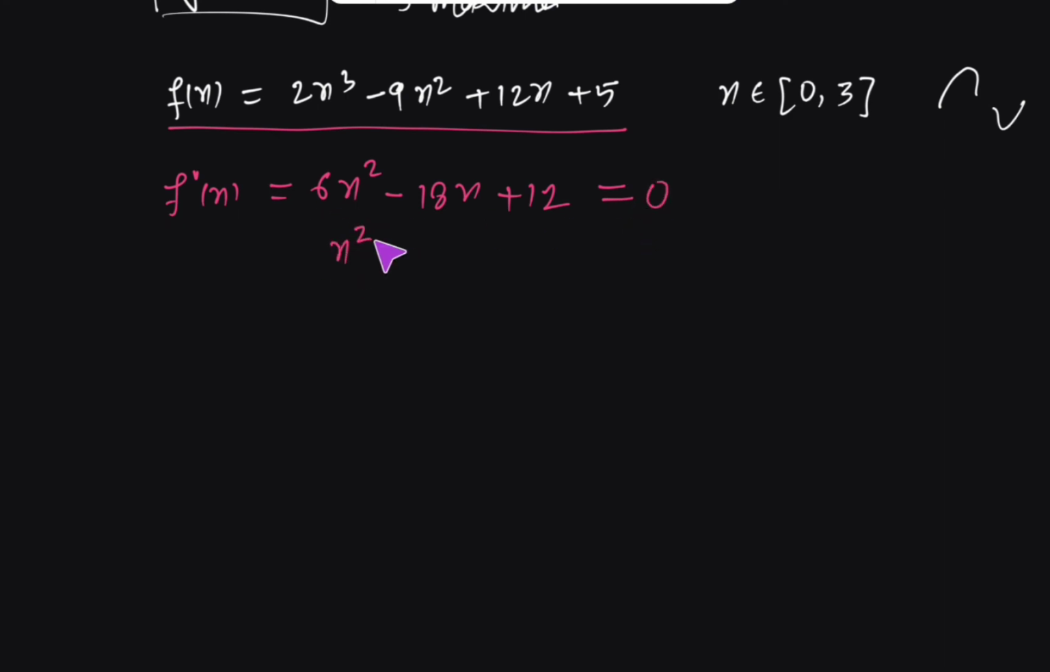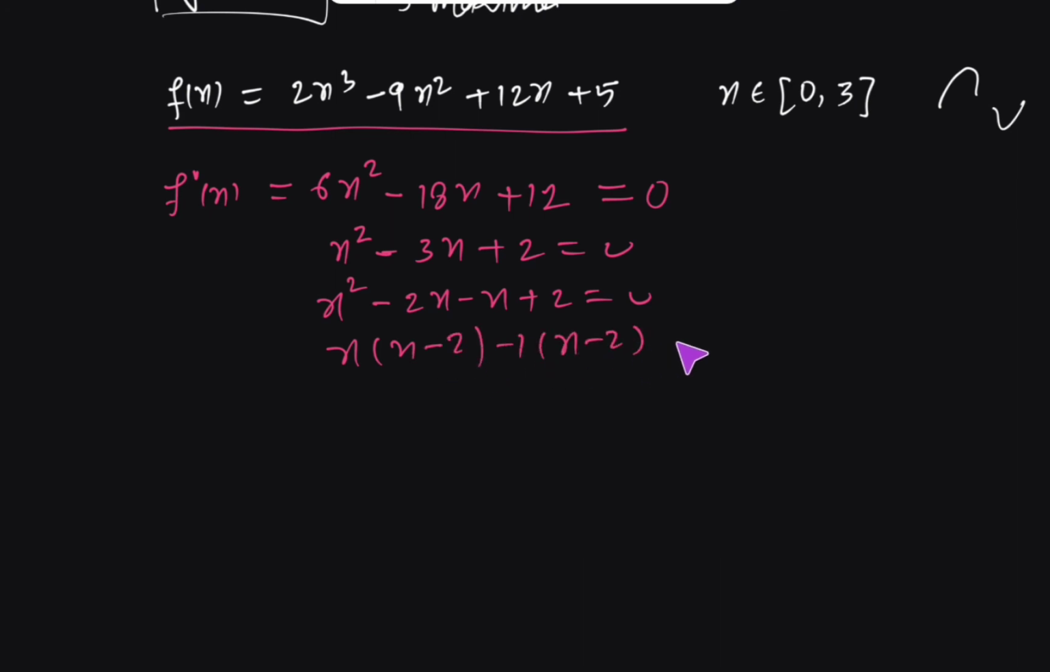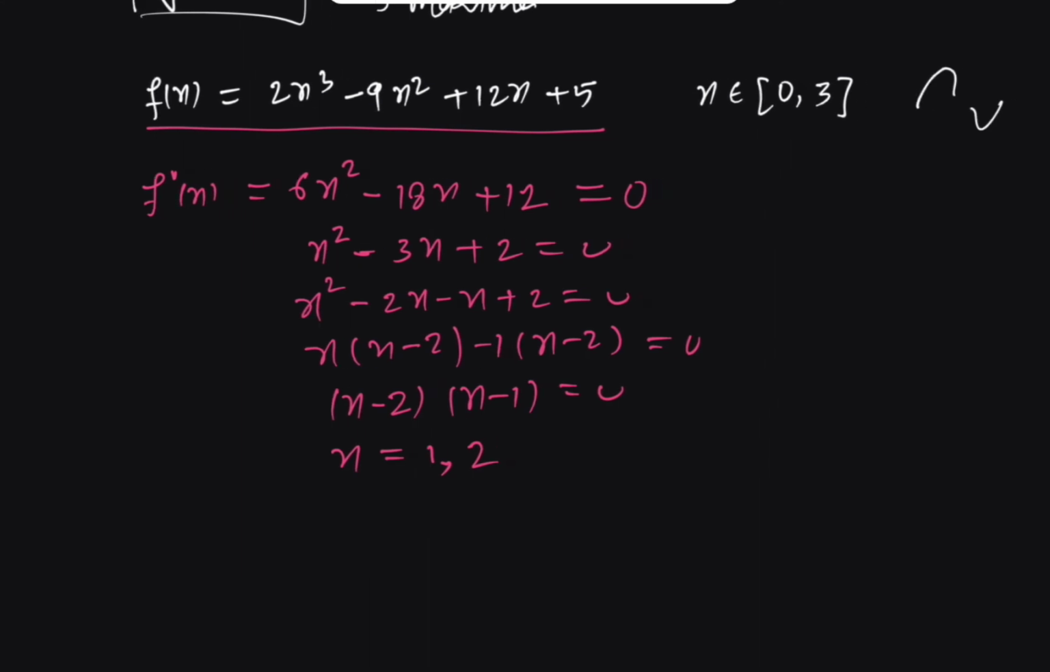So here it will become x square minus 3x plus 2 equals to 0, or x square minus 2x minus x plus 2 equals to 0. Here x minus 2 times x minus 1 will equal to 0. So the solution will come out to x minus 2 and x minus 1 equal to 0. So the value of x is 1 and 2. These two are representing the extreme points, but we don't know which one of these 2 points is representing the maxima and which one is representing the minima. So in order to differentiate that, we need to take the double differentiation test.